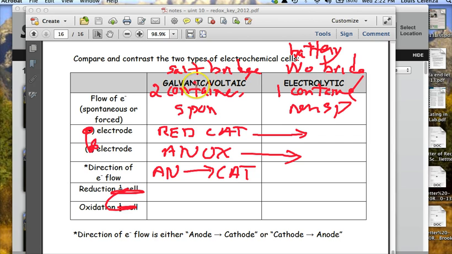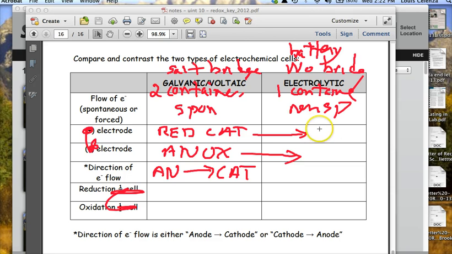The galvanic or voltaic cell always has a salt bridge, always has two containers, involves a spontaneous redox reaction. Reduction occurs at the cathode, oxidation occurs at the anode, and that's the same for both cells. If you look at the electrolytic cell, there is no salt bridge. There's only one container. It involves a non-spontaneous redox reaction, and it requires a source of energy to start it and keep it going, because since it's non-spontaneous, it's not going to just happen on its own. You have to actually force it to happen.